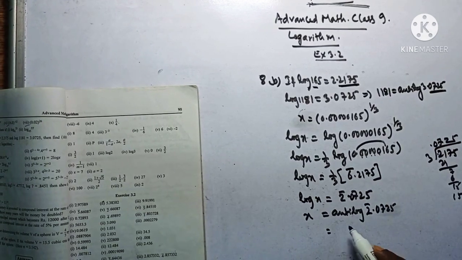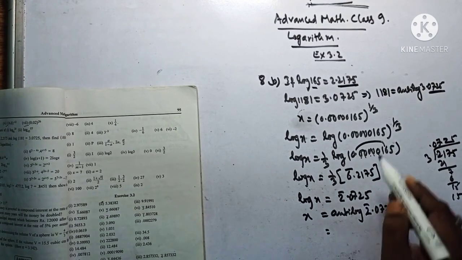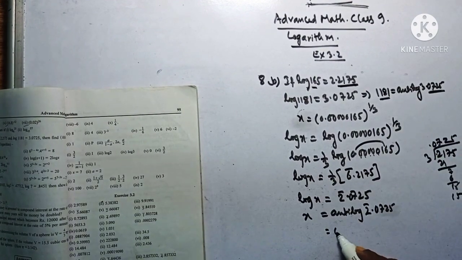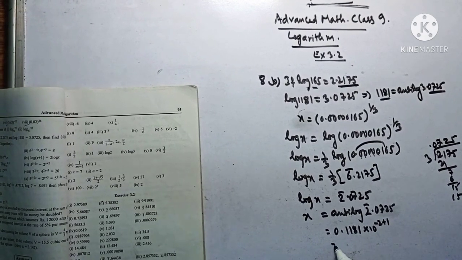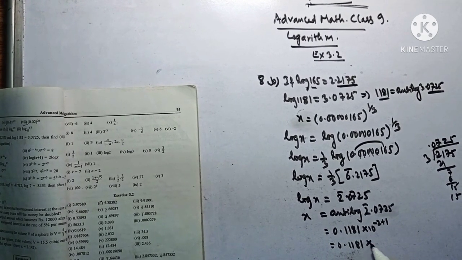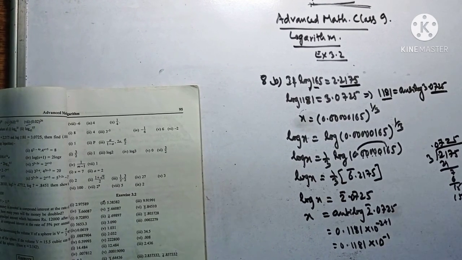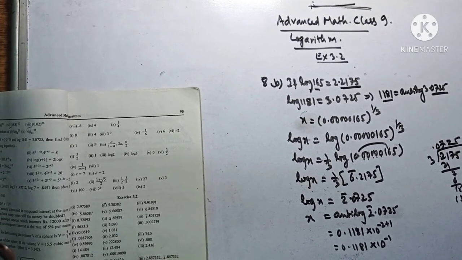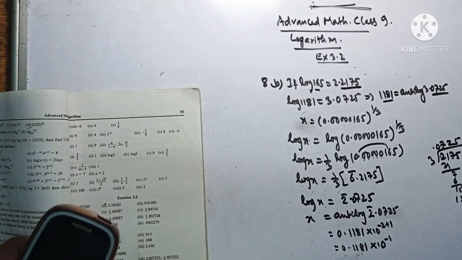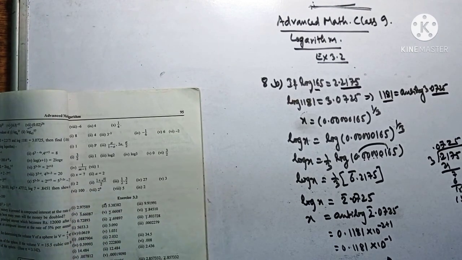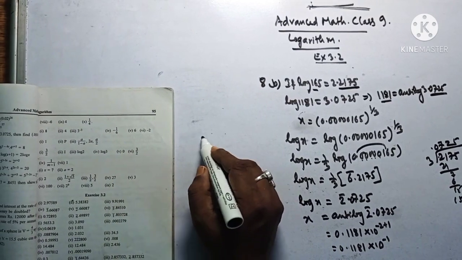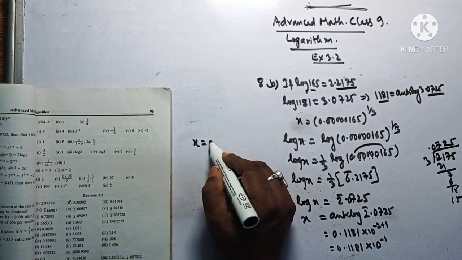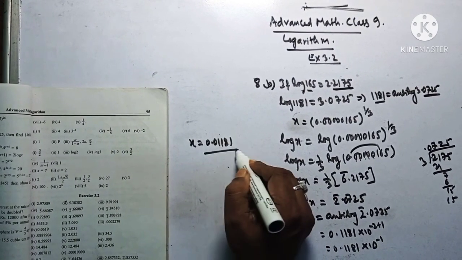What is your value? From the anti-log table, it is given to you. This will be 0.1181 into 10 to the power of minus 2 plus 1, so 0.1181 into 10 to the power of minus 1. So your answer x will be equal to 0.01181. This will be your answer.